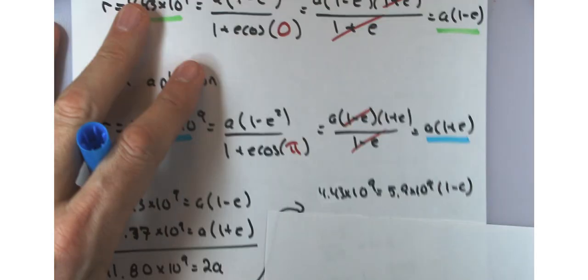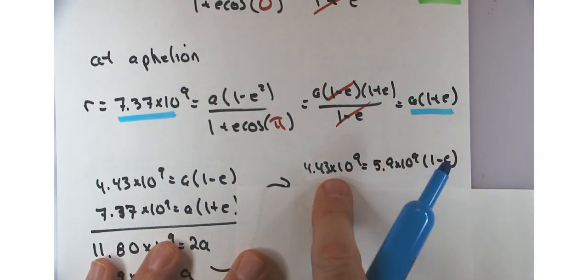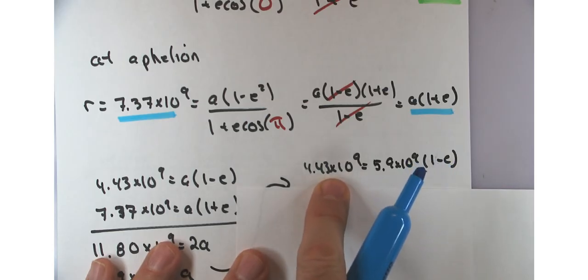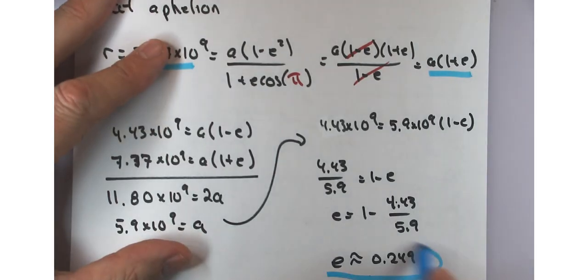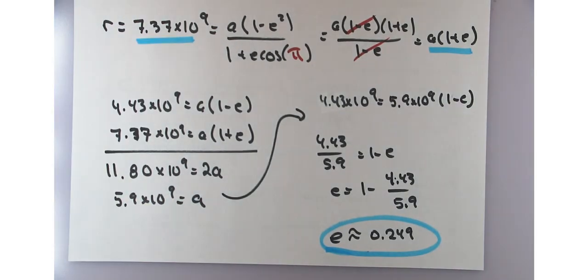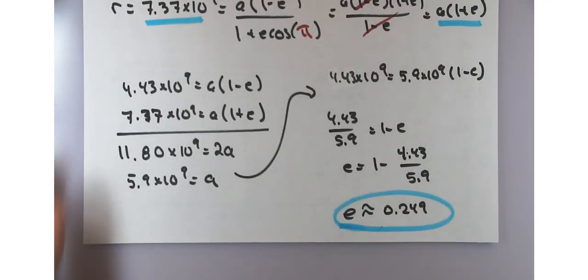It's just a matter of, you got your value of A times 1 minus E equals this at the perihelion. You can solve, and you actually come up with a value that's very close to what you would get if you Googled this, which would be about 0.248. So pretty cool. Pretty cool that it works out so nice.